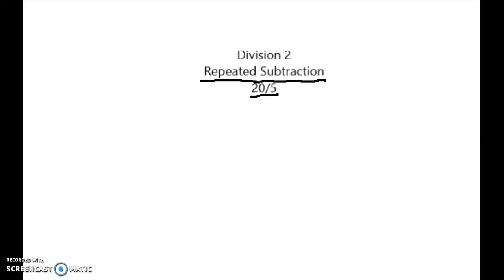Welcome back. Now, for division, we are going to be using repeated subtraction. The whole goal of repeated subtraction is to get the numbers small enough and easy enough to handle.